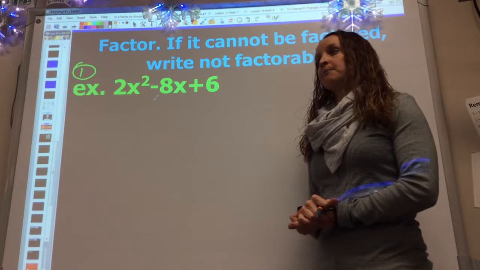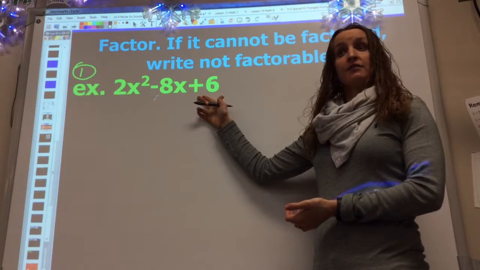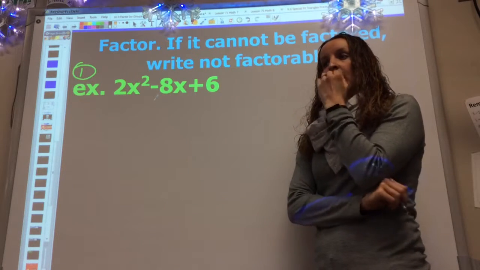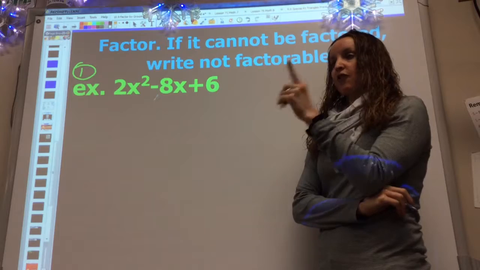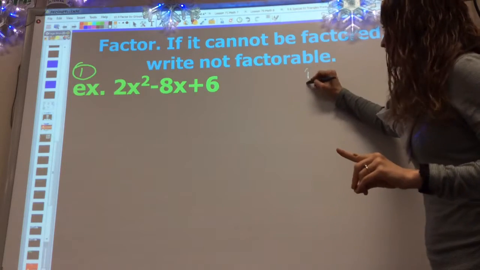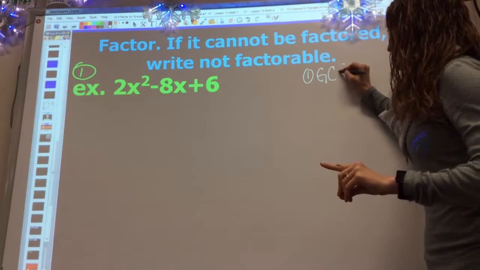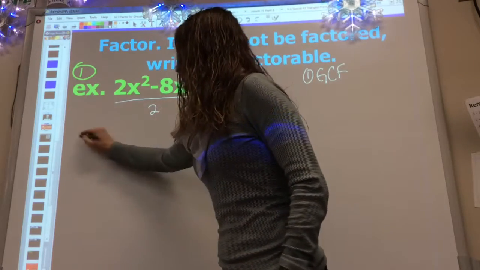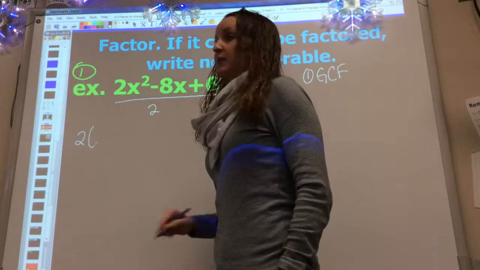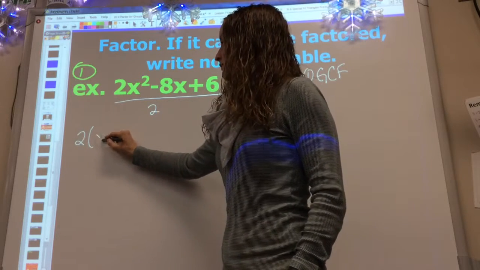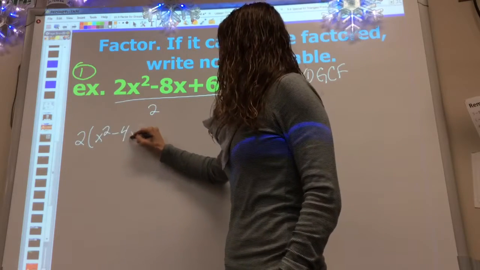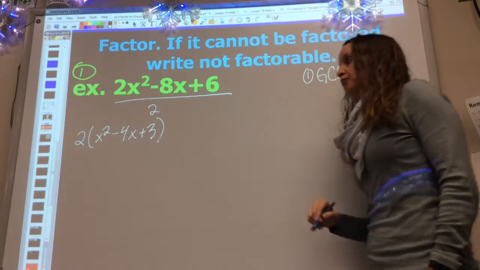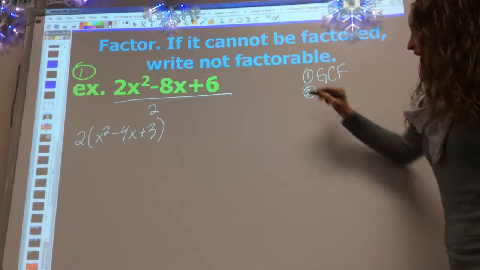Sure it's in standard form. Is it in standard form, you guys? Yeah. Okay. But we also have to make sure we factor our factoring steps. What's our first factoring step? Greatest common factor. Is there a greatest common factor in this one? Yeah. So we should divide everything by 2, put that 2 in front, and what are we left with? X squared minus 4x plus 3. Great job.